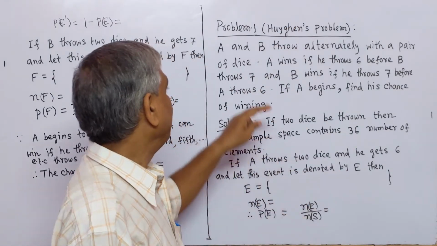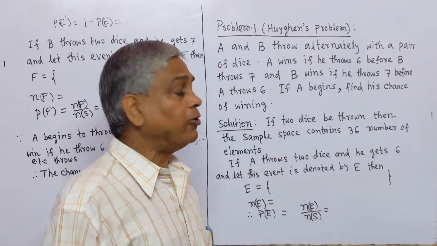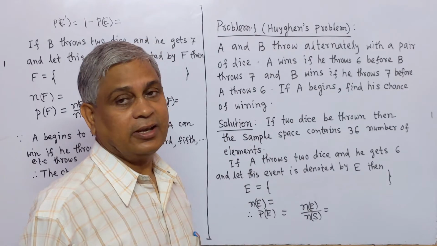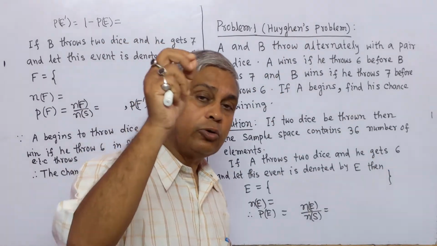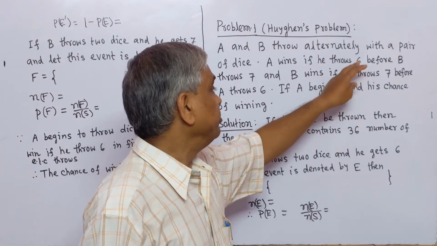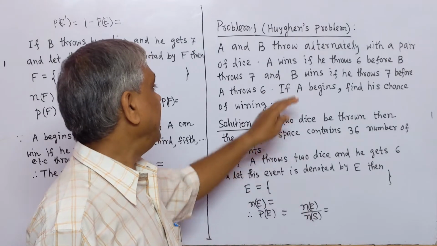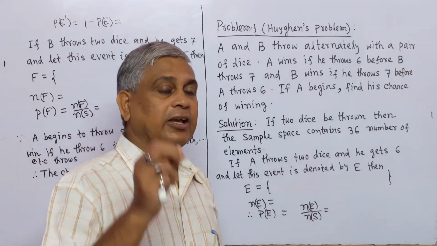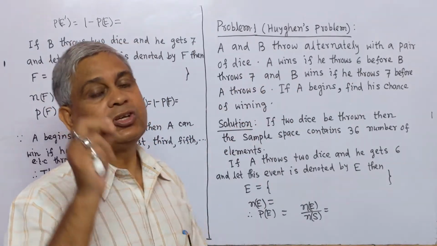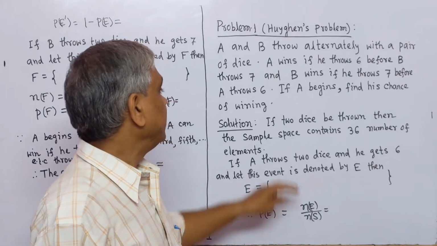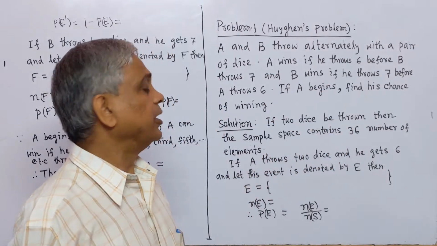The problem is: A and B throw alternately with a pair of dice. A wins if he throws 6 before B throws 7, and B wins if he throws 7 before A throws 6. If A begins, find his chance of winning.